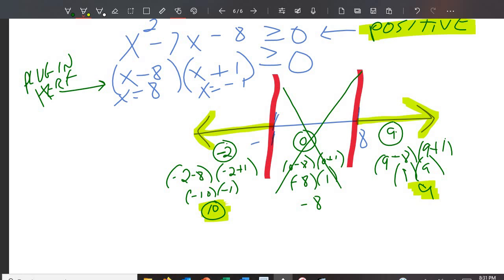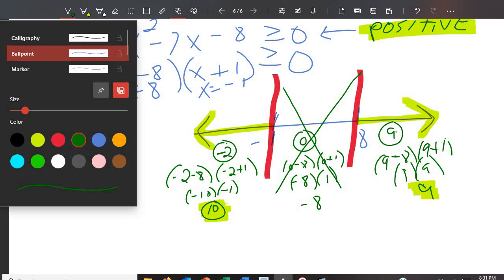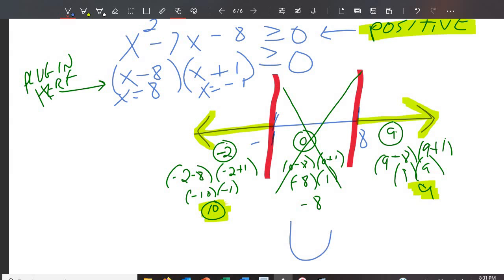So I've got two shaded pieces of this graph. It's going to be a union symbol because the middle piece is marked out. Negative infinity to negative 1 on the left side. And because it's greater than or equal to, we put a bracket. We put another bracket, we put the 8, and we put positive infinity.